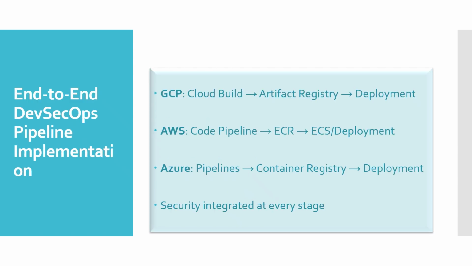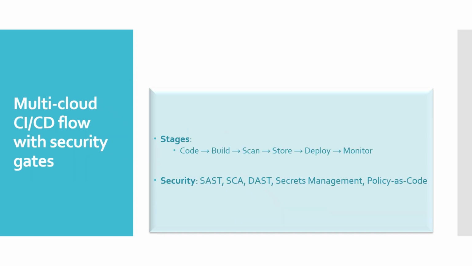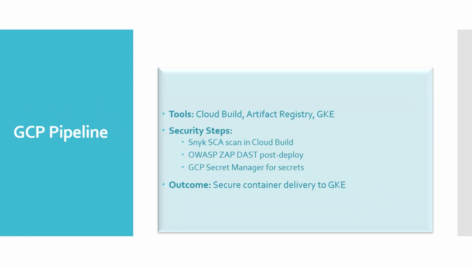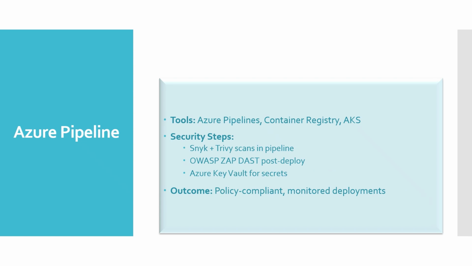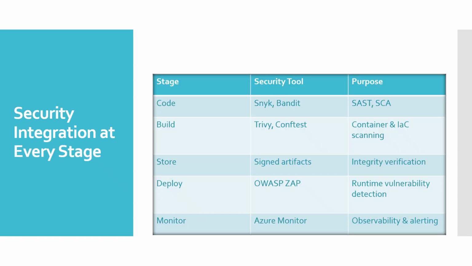Implemented on a multi-cloud environment. As a recap, for GCP: Cloud Build, Artifact Registry, and Deployment. For AWS: CodePipeline, ECR, ECS deployment. For Azure: Pipelines, Container Registry, and Deployment. Plus, security integrated at every stage with CaC and PaC resulted in secure delivery to GKE, hardened deployments with automated rollbacks, and policy-compliant and monitored deployments.